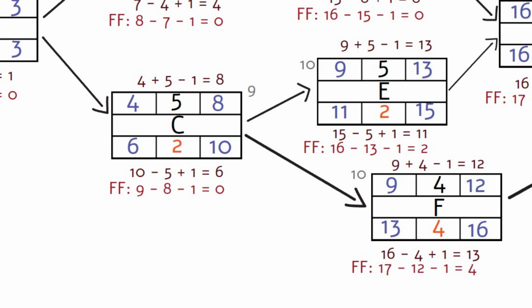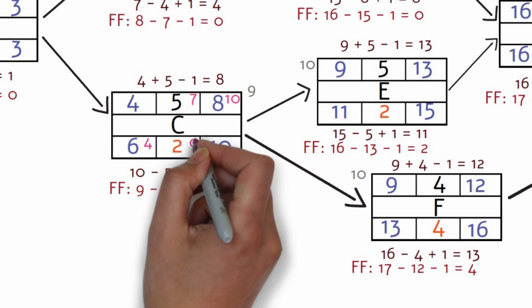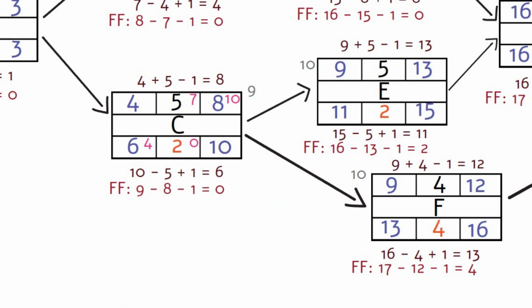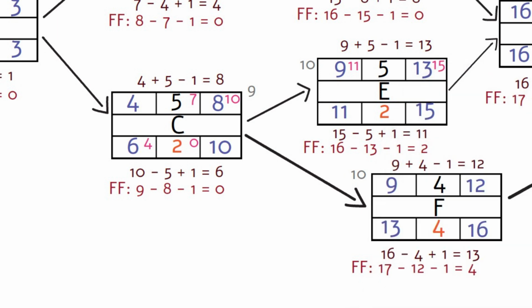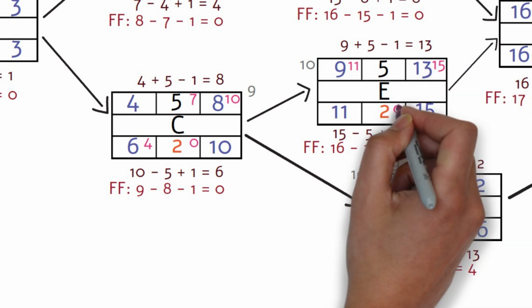Let's say activity C was delayed for 2 days, so the duration is 7 instead of 5. The early finish will change from 8 to 10, and the late start becomes 10 minus 7 minus 1 equal to 4. So activity C has 0 total float. Let's look at activity E. Now the early start will be 11 instead of 9, and the early finish becomes 11 plus 5 minus 1 equal to 15. You can see that activity E also has 0 float.